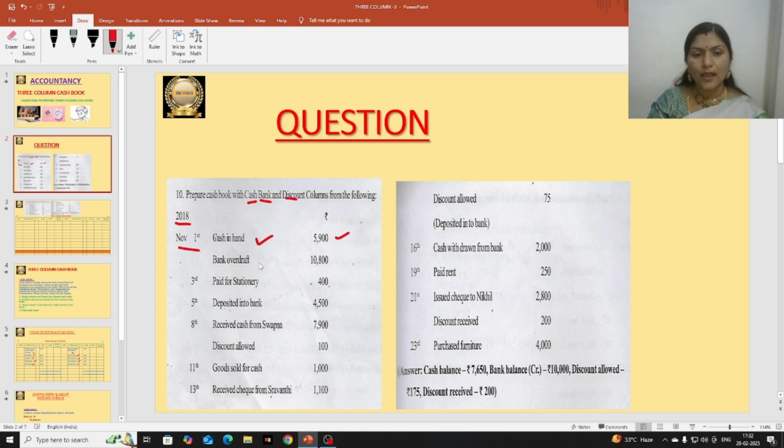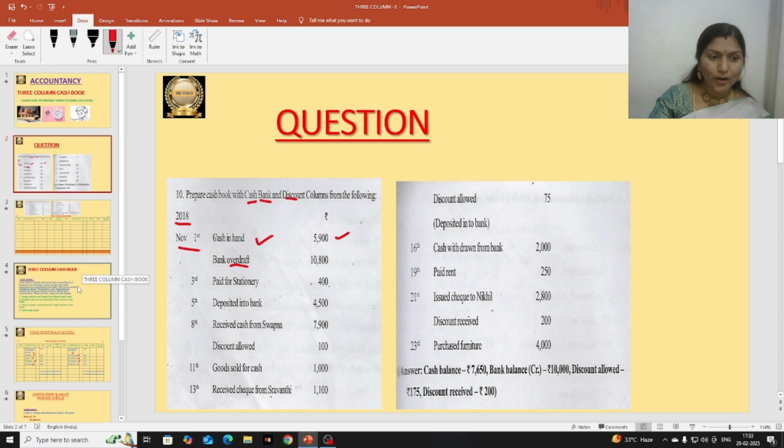5,900 rupees, and bank overdraft. You just watch this. This is overdraft. Overdraft and cash in hand are given on the opening day, November 1st. So these are opening balances. Cash in hand we record on the debit side, to balance brought down. We record 5,900 in the cash column. But bank overdraft we should write on the credit side.